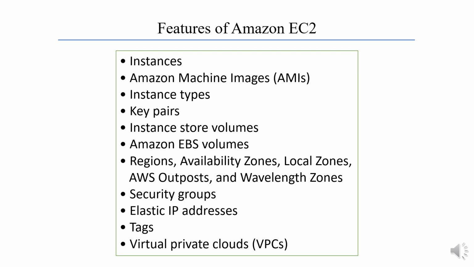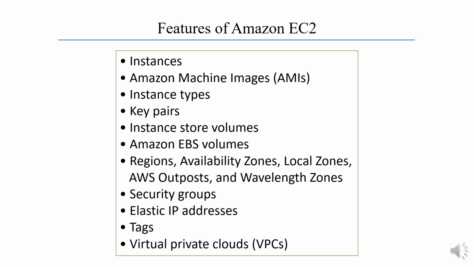Regions, availability zones, local zones, AWS Outposts, and Wavelength Zones. Multiple physical locations for your resources such as instances and Amazon EBS volumes.